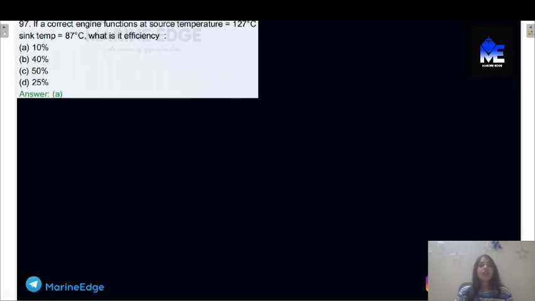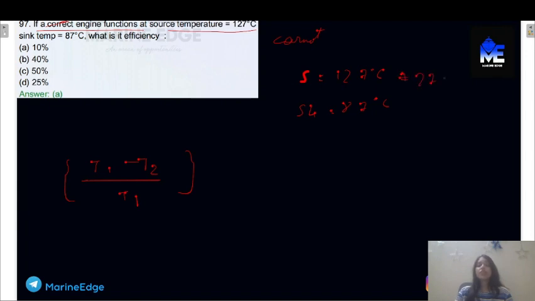Now, if a Carnot engine functions at the source temperature of 127 degrees Celsius and the sink temperature 87 degrees Celsius, right? Now, what is the efficiency? How do we calculate it? T1 minus T2 upon T1. That is your Carnot engine's efficiency. Now, we take this in the Kelvin scale, correct? So, just put these values in Kelvin scale, plus 273.